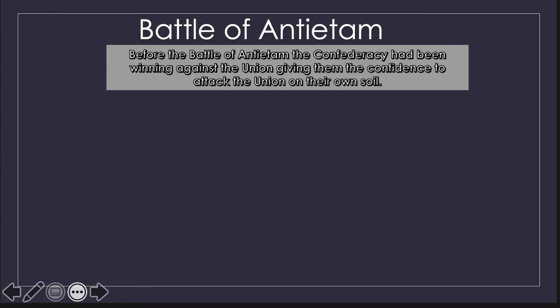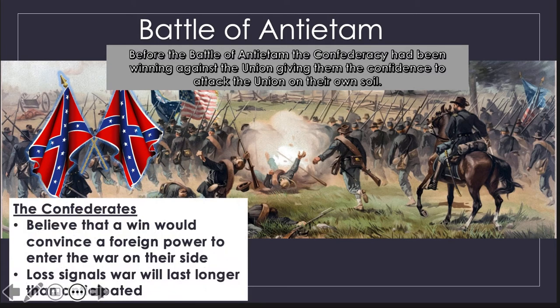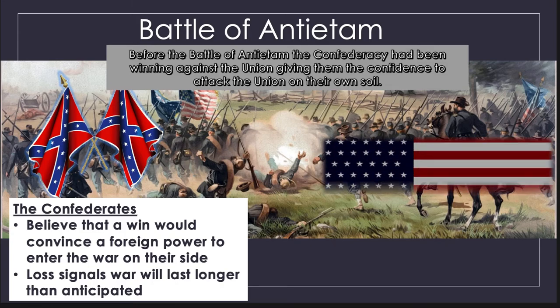Before the Battle of Antietam, the Confederacy had been winning against the Union, which had given the Confederacy a significant amount of confidence, and this confidence led them to attack the Union on their own soil. The purpose here: the Confederates believed that if they won here, they would be successful in winning over the British or a European power, any foreign power really, to their side. A loss would signal that the war is going to last longer than they anticipated.